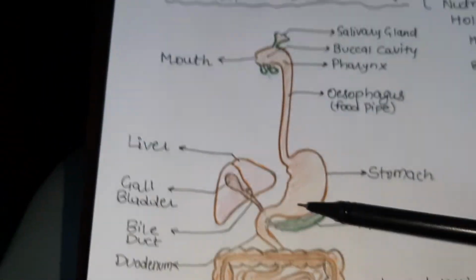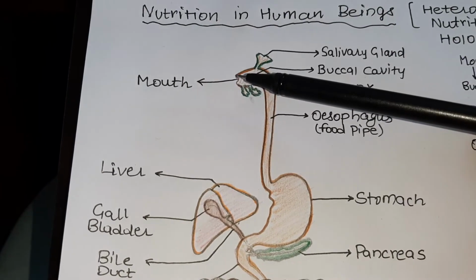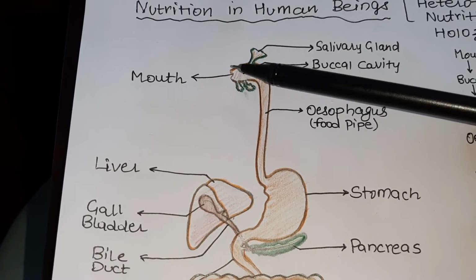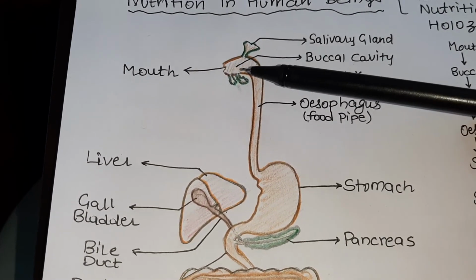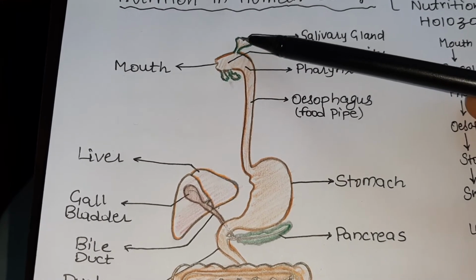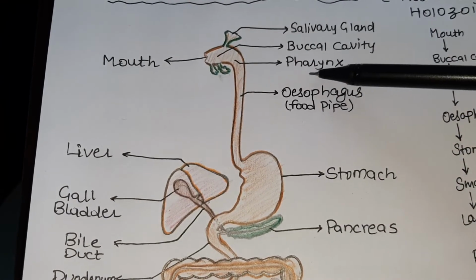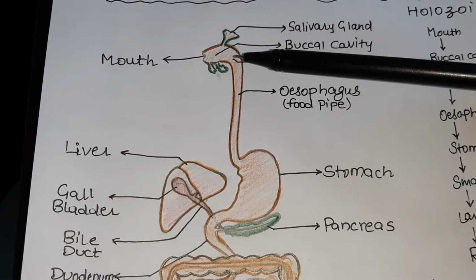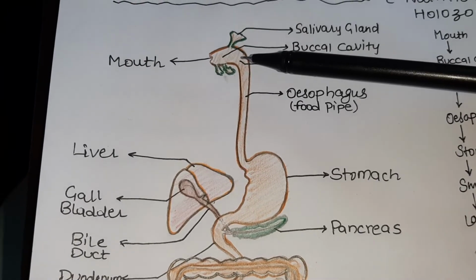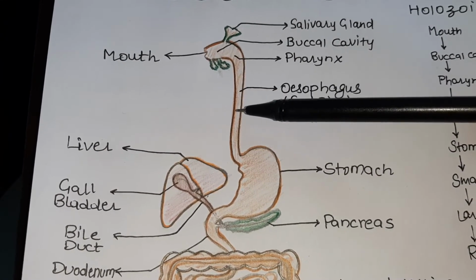So let's revise. Mouth is the first opening of the human digestive tract, guarded by the lips, which leads to a buccal cavity where the initial digestion of food takes place with the help of salivary glands. Then it moves to the pharynx, which is a common passage for food as well as for air. Then from pharynx it moves to the esophagus.